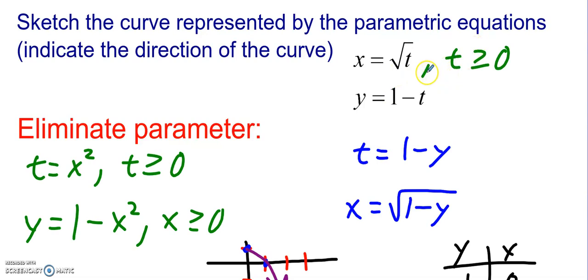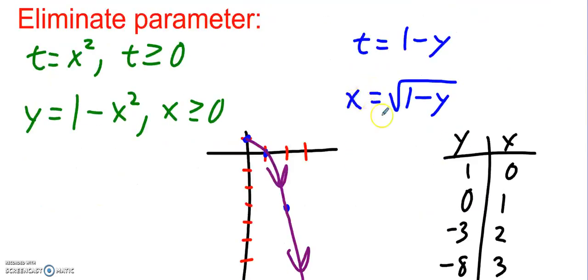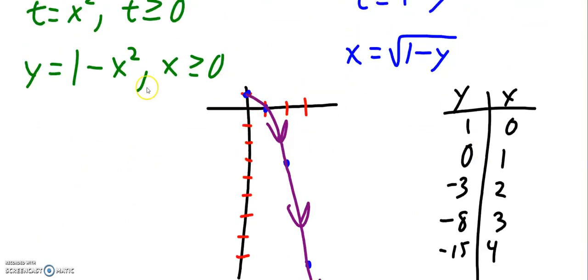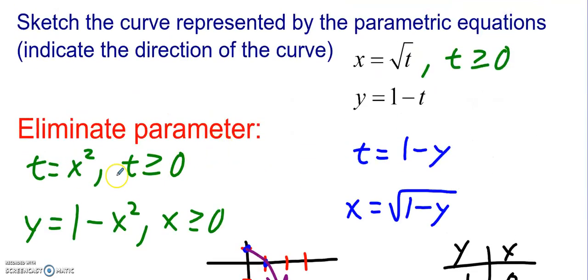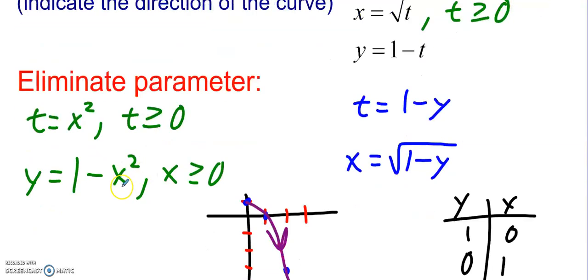All right, so one thing hopefully you notice here is that because of our x equation, t has to be greater than or equal to 0, right? No matter what the context of t is, it cannot be less than 0, because then we're going to get imaginary values for x. So here we can see I eliminated the parameter. I said t equals x squared, t has to be greater than or equal to 0, which means that x has to be greater than or equal to 0. So y equals 1 minus x squared.